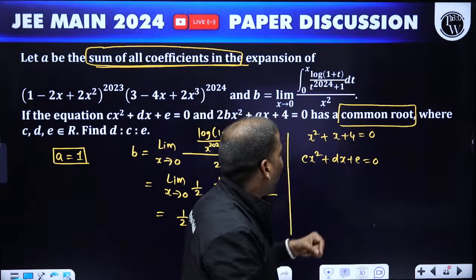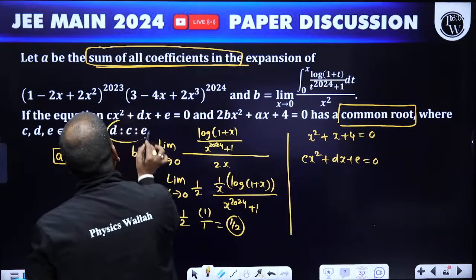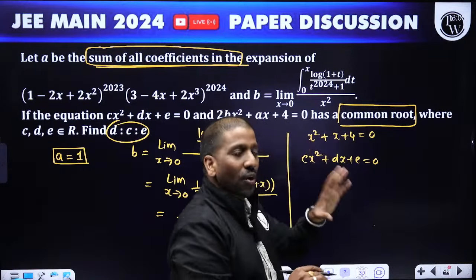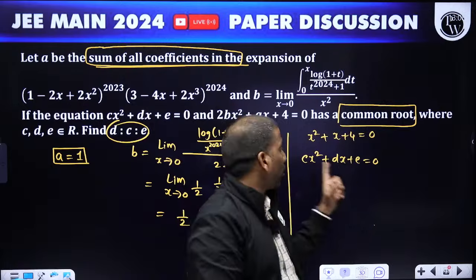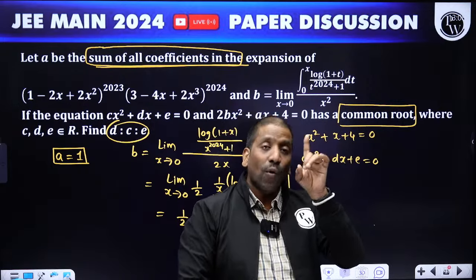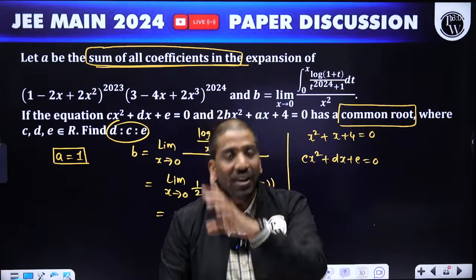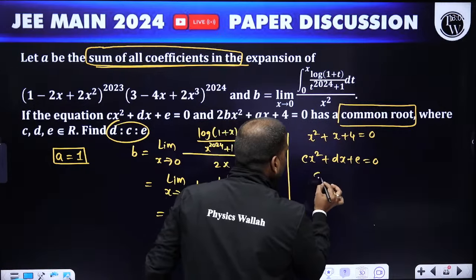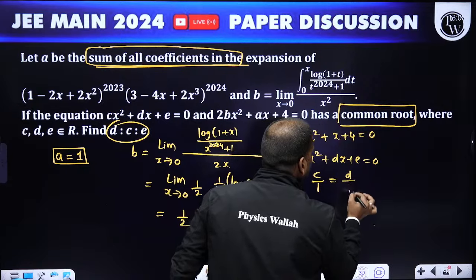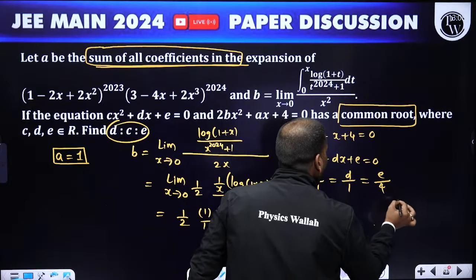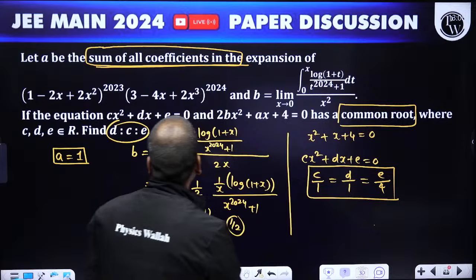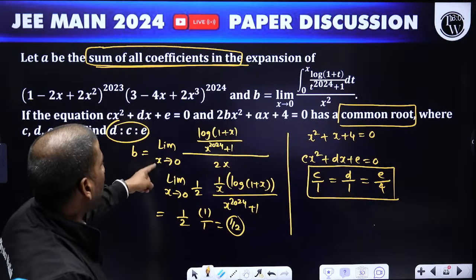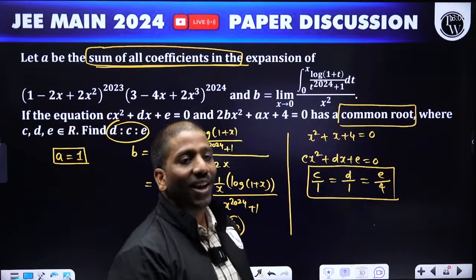Right, so that's the point we have here. Whenever we have the ratio, obviously such a point will be present. Here you see the discriminant. The discriminant is negative. When the discriminant is negative, the roots are complex and the coefficients are real. When coefficients are real and one of the equations has complex roots, both roots must be the same. So then I can write C by 1 is equal to D by 1 is equal to E by 4. So the ratio is 1:1:4. That is the answer. See how beautiful this is.